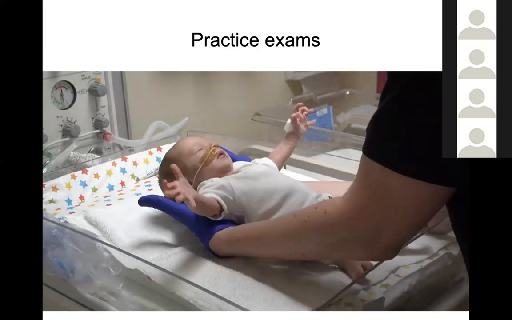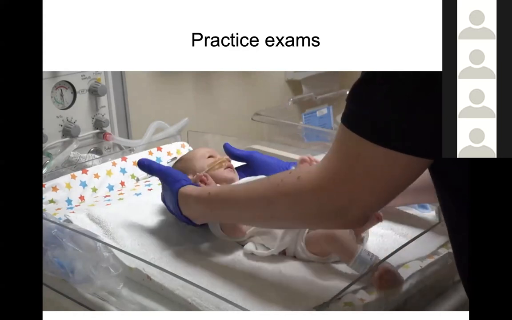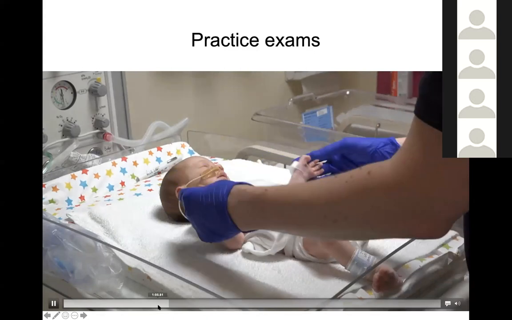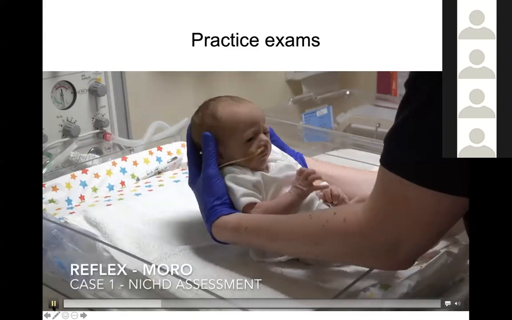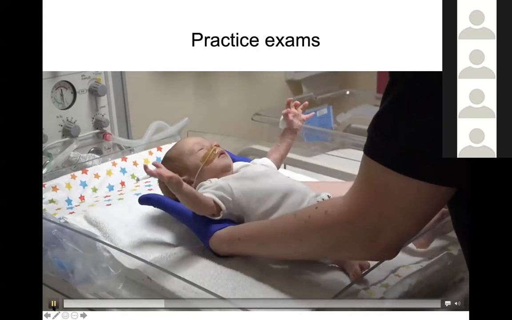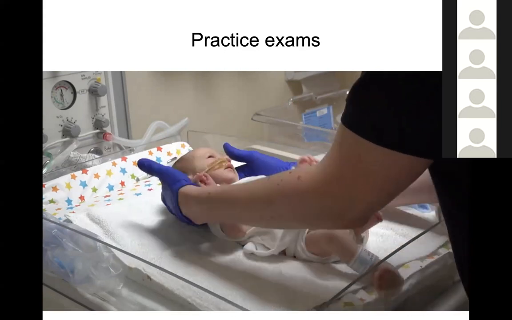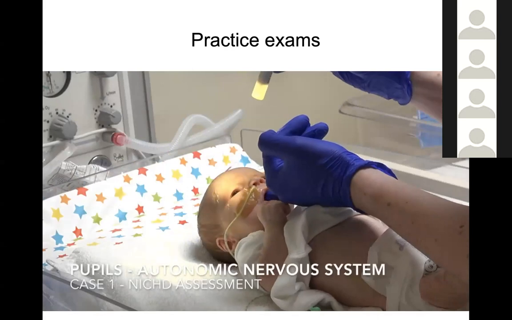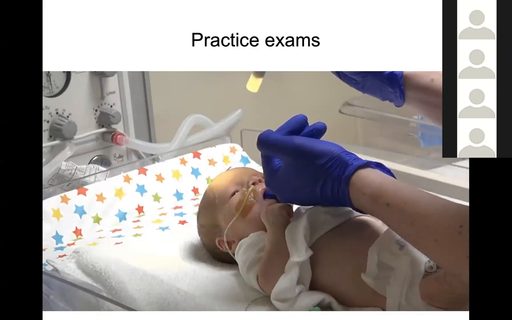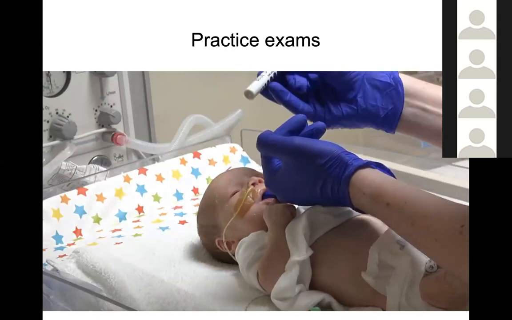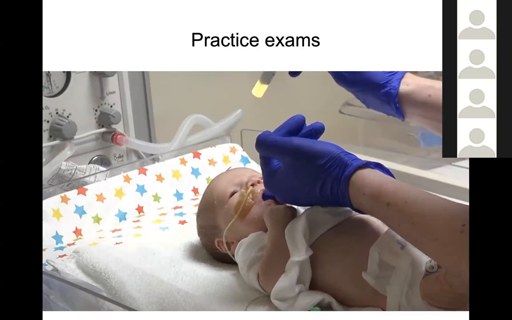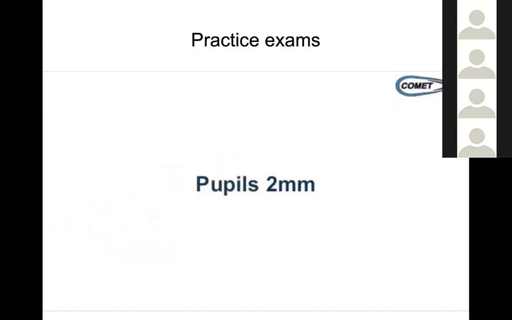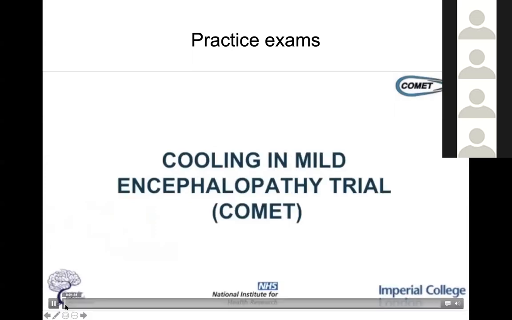And now the Moro, this is how you test the Moro. So this is a complete Moro. You've got good extension followed by adduction of the limbs. Can you see it's moving nicely and then coming back to the middle? That's a good and full Moro. And then you're looking at the pupils. So pupils are normal. Under light, it's 2 millimeters, which will be scored as normal.